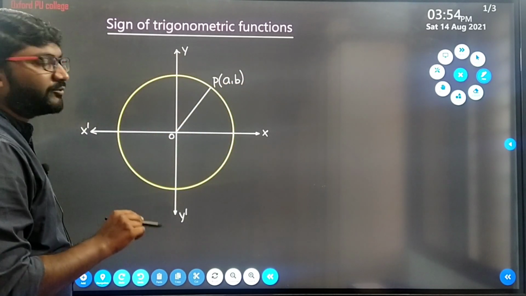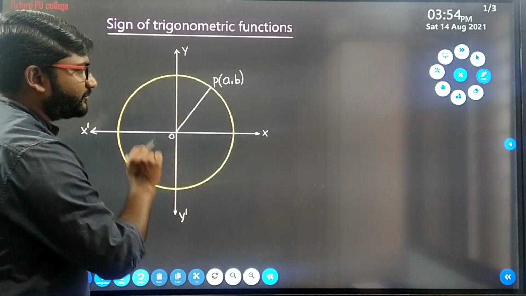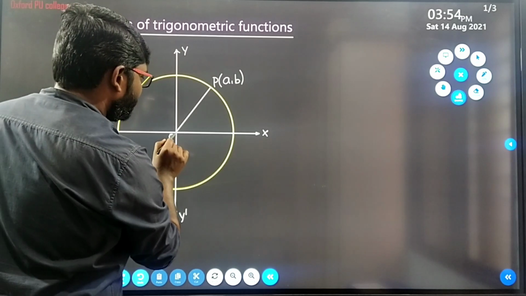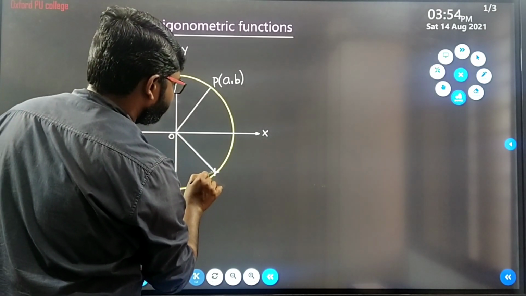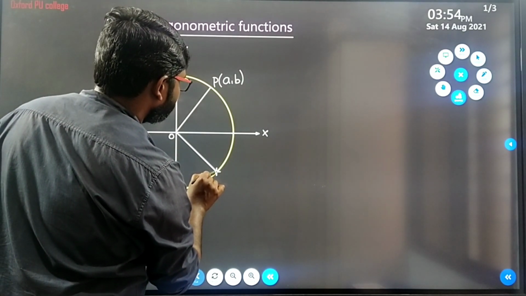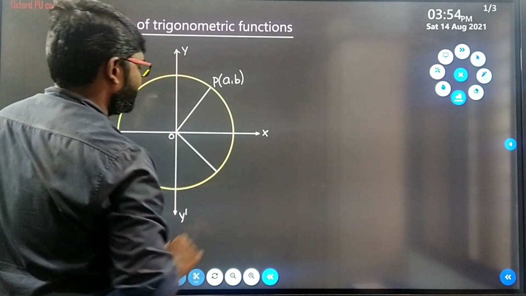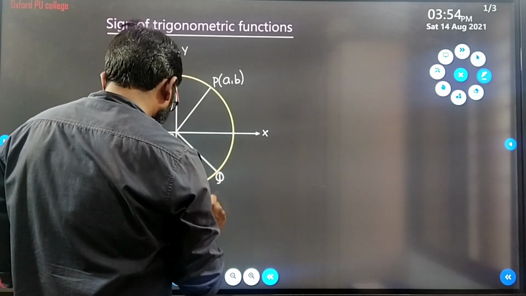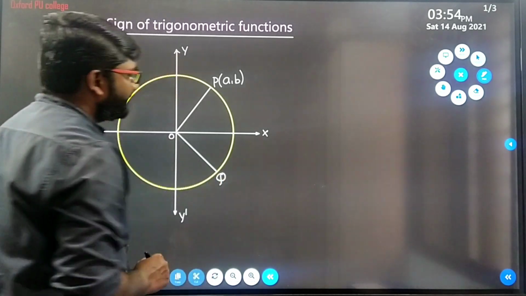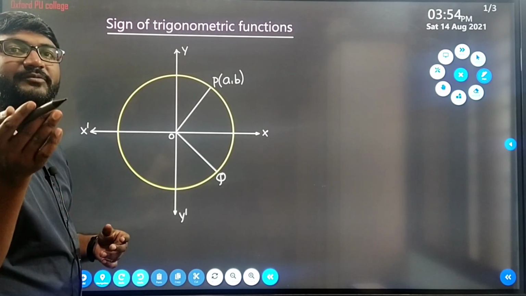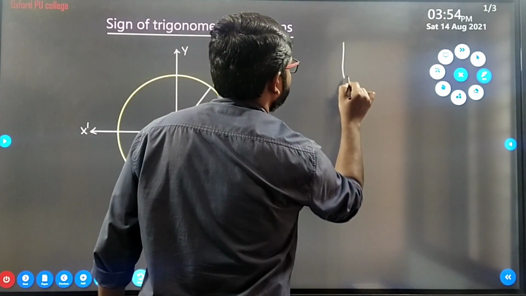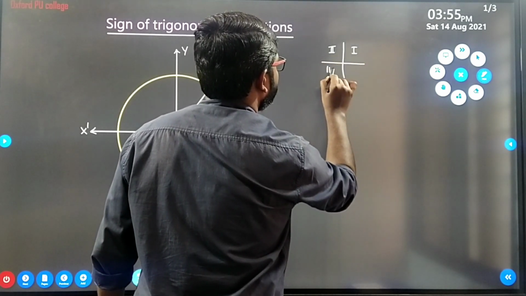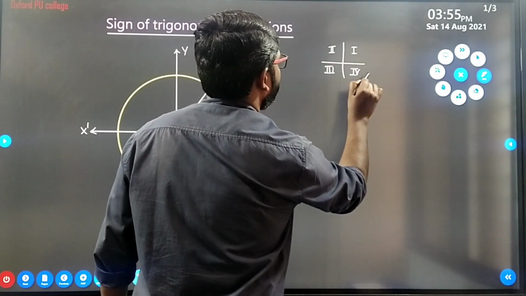Now I'll consider one more point on the unit circle, that is going to be point Q. So this is going to be the point Q, and this point Q is in the fourth quadrant. You have studied about quadrants in your high school. So this is the first quadrant, this is the second quadrant, third quadrant, and this will be the fourth quadrant.